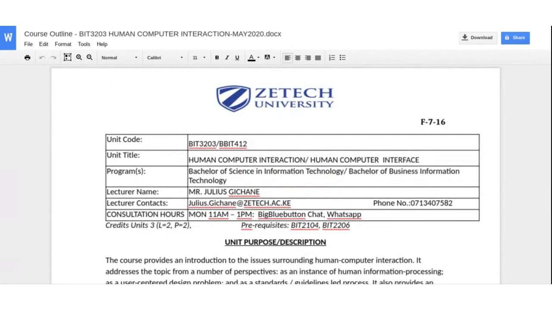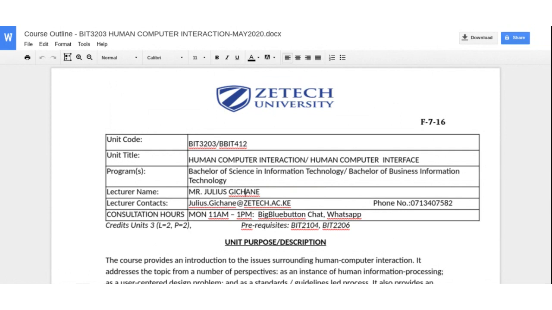Okay, so as you can see now, this is a course outline that we'll follow for the unit of human-computer interaction, human-computer interface, for the Bachelor of Science students, code 3203, and for the BBIT, the code is BBIT 412.